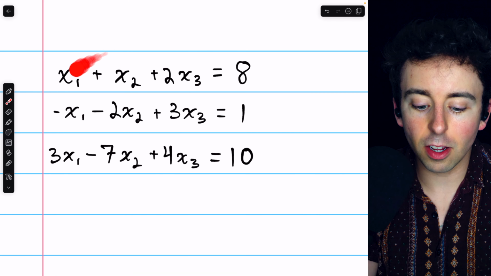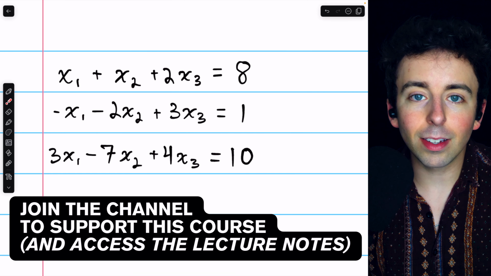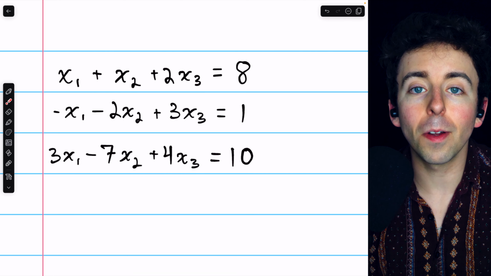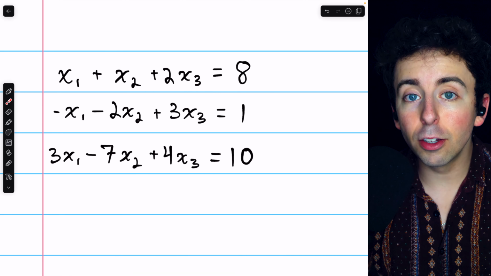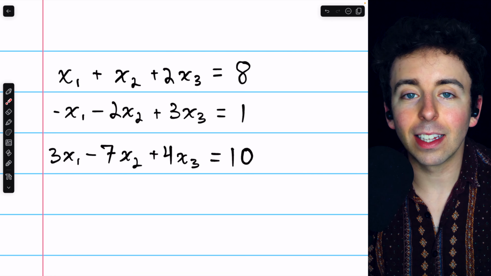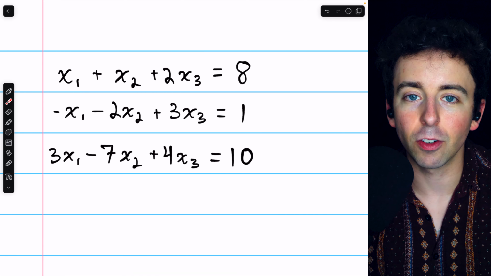This is a system of three linear equations in three unknowns. We're going to solve it using elementary row operations and what's called back substitution. This process is also called Gaussian elimination. I'll leave a link in the description to my lesson giving a more formal introduction to Gaussian elimination if you're interested.